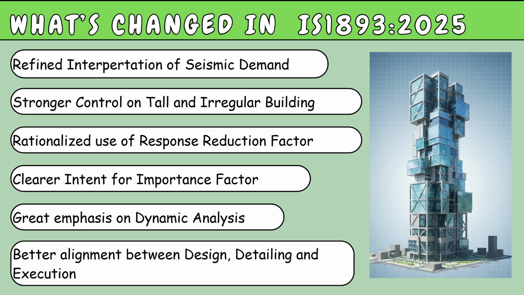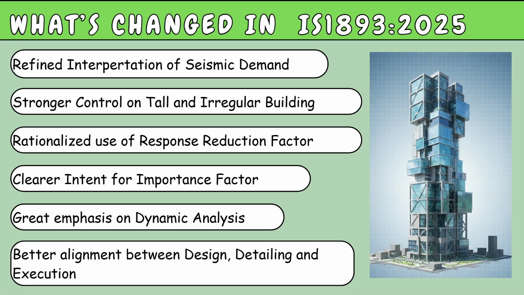The third is the rationalized use of response reduction factor. The use of response reduction factor is now more logical. Designers must justify the value of R based on the structural system, ductile detailing, and actual behavior, instead of blindly assuming higher values of the response reduction factor. The next one is the clearer intent for the importance factor. The code clearly explains when and why a higher importance factor is to be used. Buildings like hospitals, emergency centers, and essential services must be designed for higher safety levels.